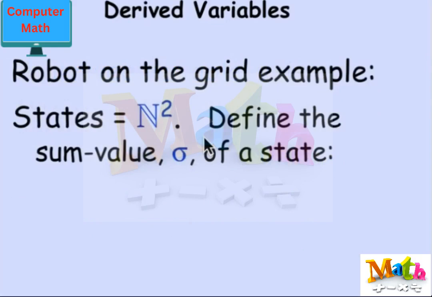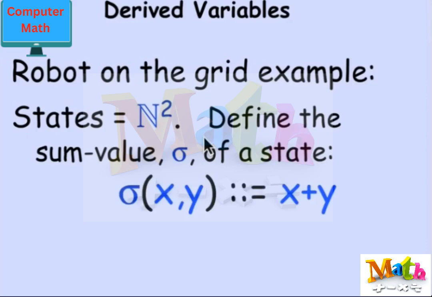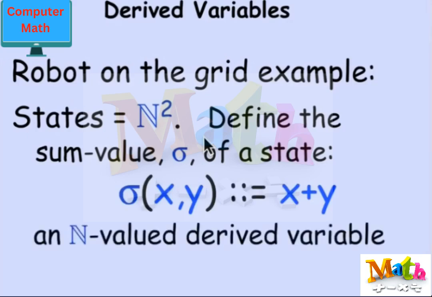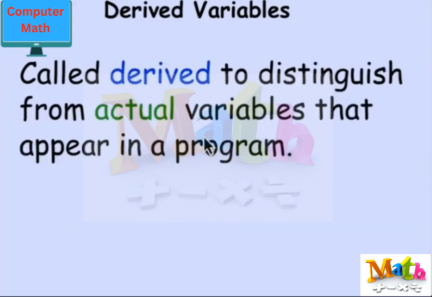So let's look at the example of the robot on the grid. The states were pairs of non-negative integers giving the coordinates of where the robot was. And one of the derived variables that we found was really useful was the sum value, sigma, of a state, which is defined to be x plus y. And this would be a non-negative integer valued derived variable.